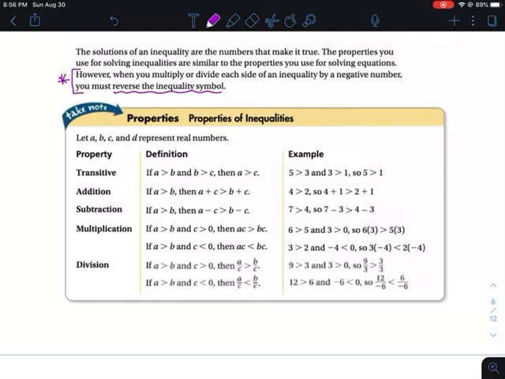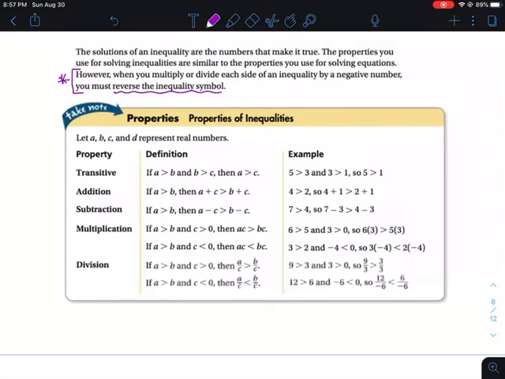You can subtract the same value from each side of the equal sign, and the inequality sign is still the exact same. Now, multiplication and division is where we get into our little tricky spot with our inequalities. Remember that little sentence we put that asterisk next to? When you multiply or divide each side of an inequality by a negative number, you must reverse the inequality symbol.